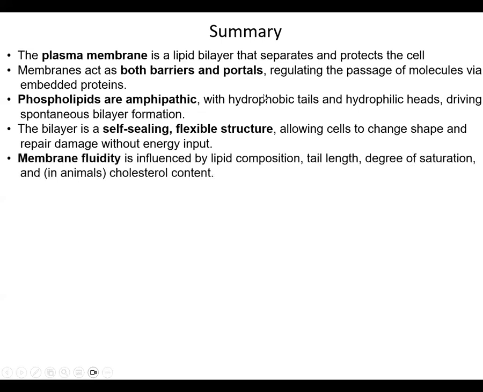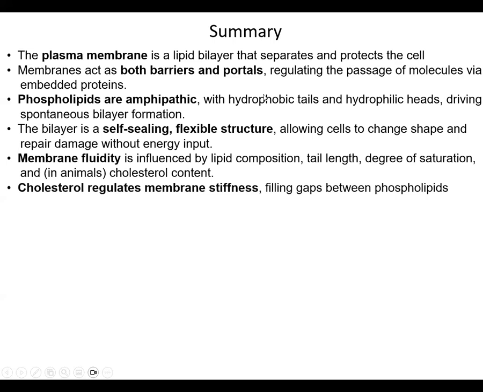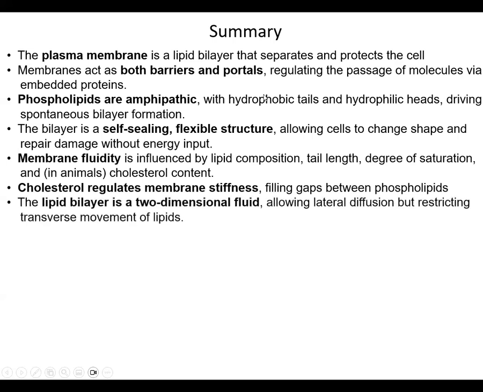Membrane fluidity is influenced by lipid composition, the length of the tail, the degree of saturation, all of that can be regulated by prokaryotes, or in animals by cholesterol content. Cholesterol regulates membrane density and membrane fluidity. It fills in the gaps between phospholipids. It allows van der Waals interactions to form. The more cholesterol you have in a membrane, the more dense that membrane will be. The less cholesterol, the more fluid the membrane.